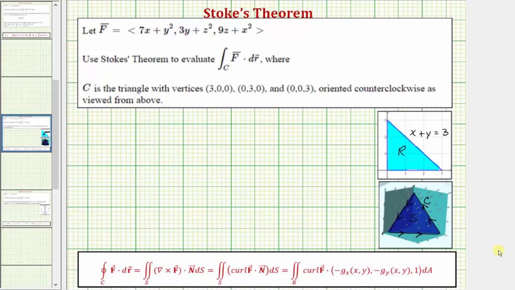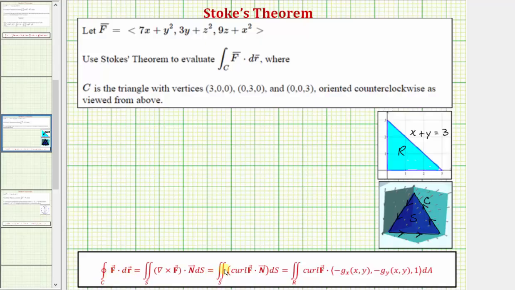Welcome to an example on how to use Stokes' theorem to evaluate a line integral. We're given the vector field f and asked to use Stokes' theorem to evaluate the line integral along the curve C of f dot differential r, where the curve C is the triangle with vertices shown here, oriented counterclockwise as viewed from above.